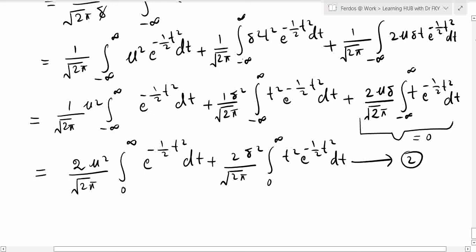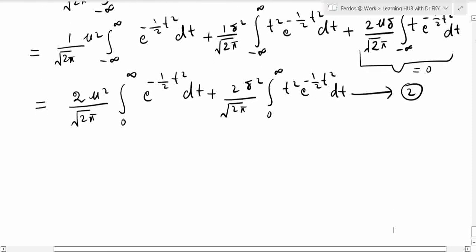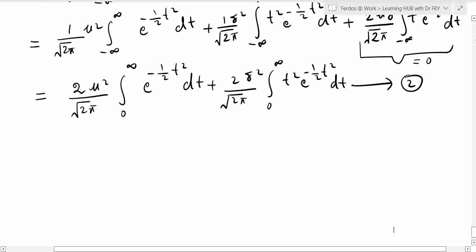So this is equation 2, suppose. Now we need to solve each of these terms and then put the values and you can get the answer. So let's suppose this term. This is E of x square.